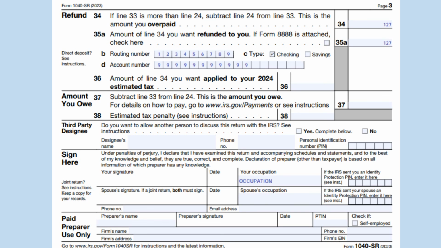If you want it refunded to you and not applied to your next year's tax, put that amount on line 35A. If you want it directly deposited into your bank account, complete lines 35B through D. If you don't want it directly deposited into your bank account, cross off lines 35B and D and the IRS will send you a check. Note that there's a box to the left of line 35A. You would only check this box if you want your refund deposited into more than one bank account. Remember to sign, date, and put your occupation at the bottom of the form.